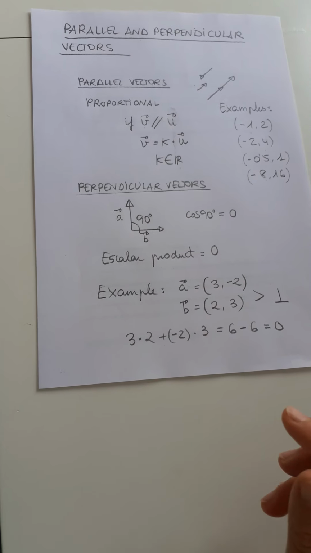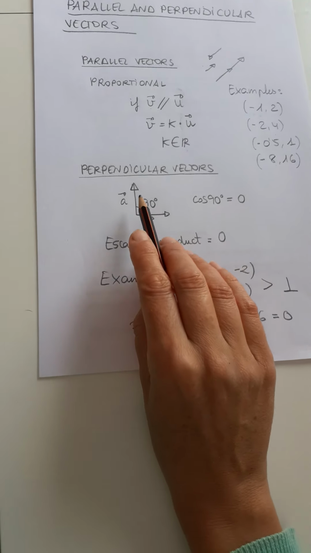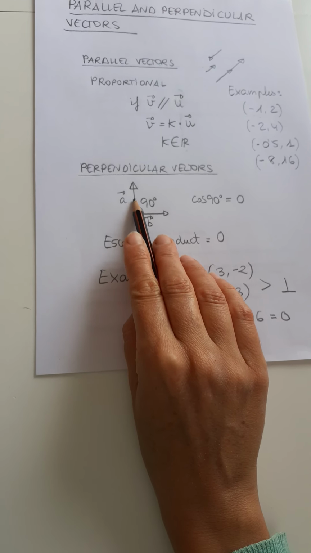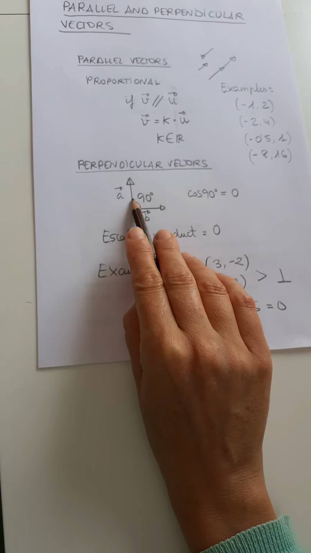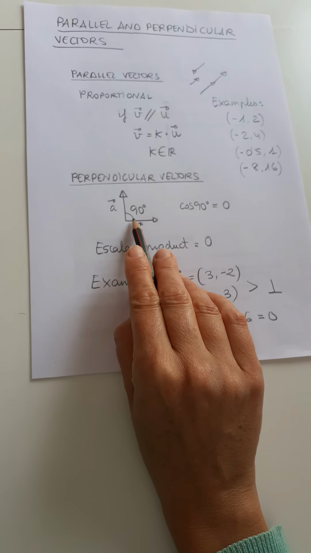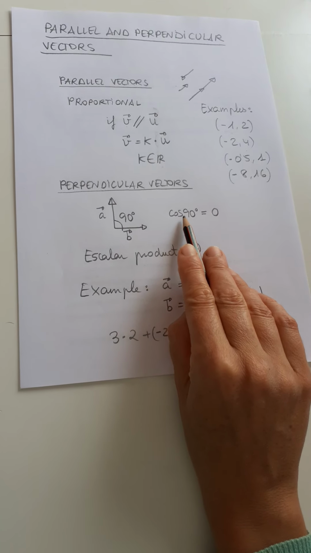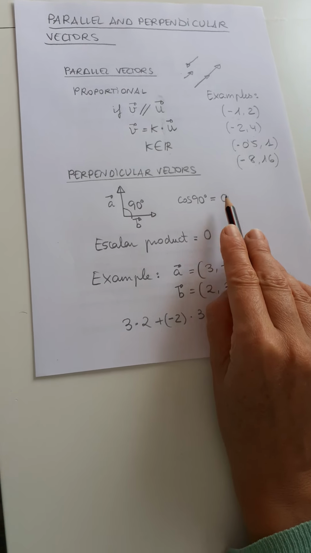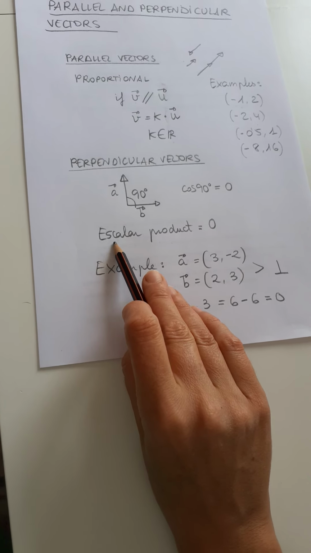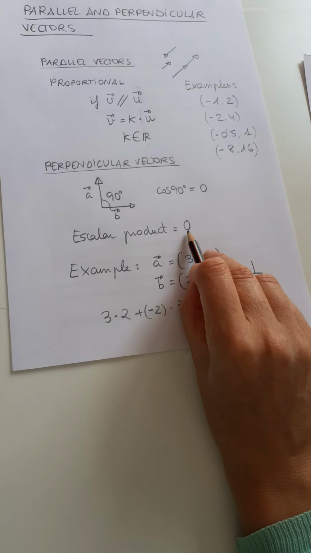Now let's talk about perpendicular vectors. If two vectors are perpendicular, as shown in this picture, for example, between them there's an angle of 90 degrees. You know by trigonometry that the cosine of 90 degrees is 0. So the scalar product of these two vectors must be 0.